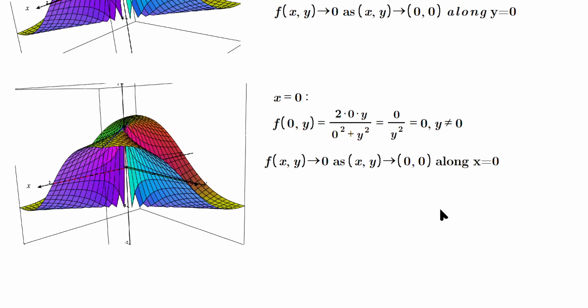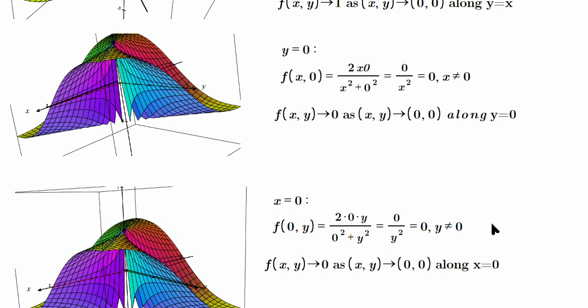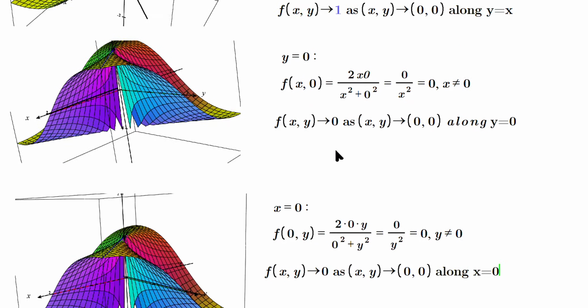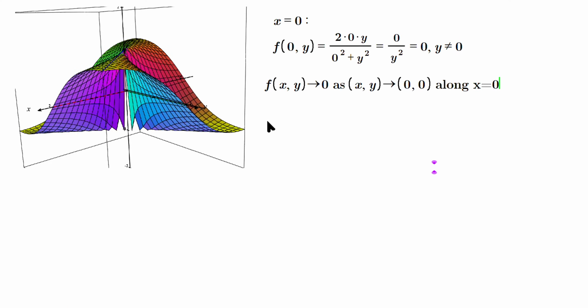Now, since these limits are different, this is 0 and this is 0, and this first limit was 1, what we would say is that the overall limit does not exist. So the limit as x comma y approaches 0 comma 0 of f of x comma y, you would say, does not exist. That's how you would express that as a summary statement.